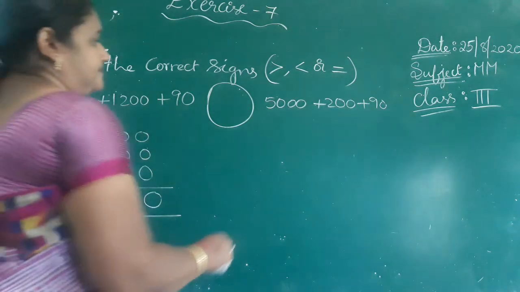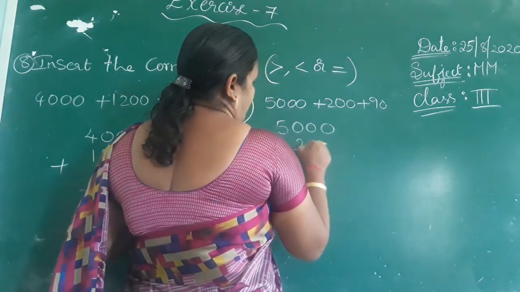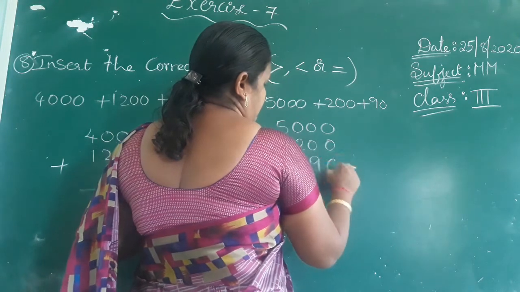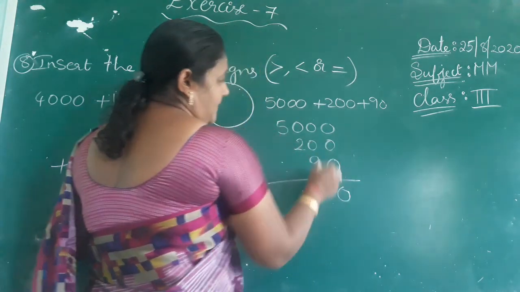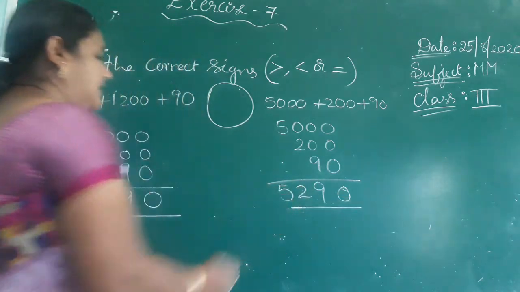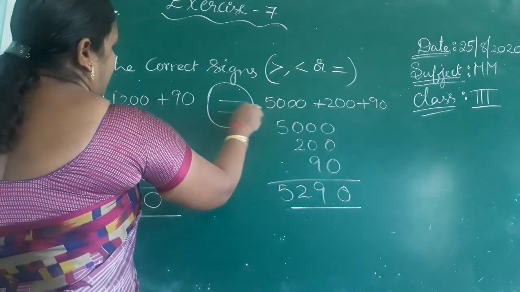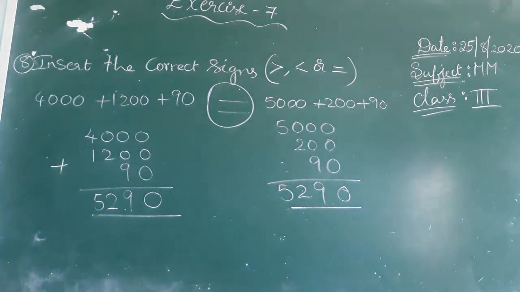This side, 5000s, 200s, 90. 0 plus 9, 9. 0 plus 2, 2, 5. 5290, 5290. Both are equal. How can we say? By adding those numbers, we can say both are equal.